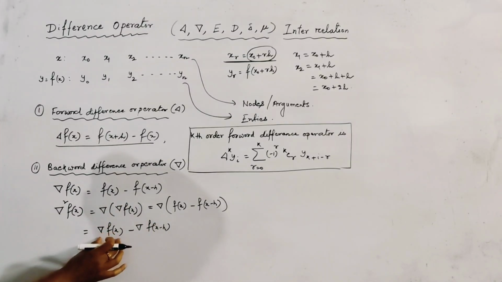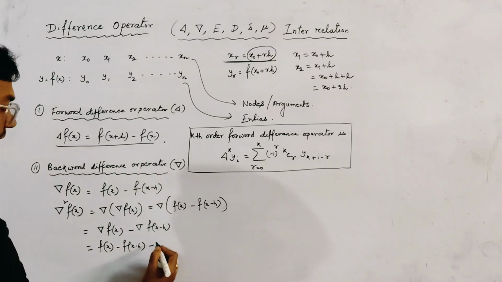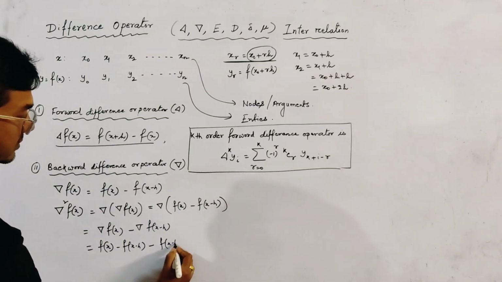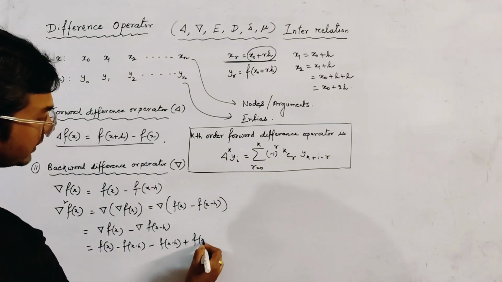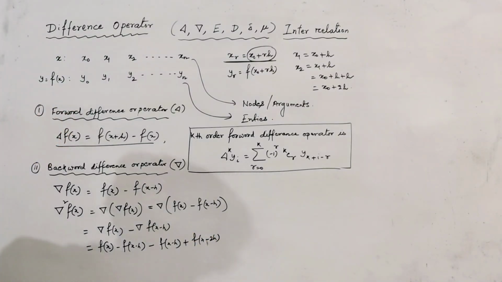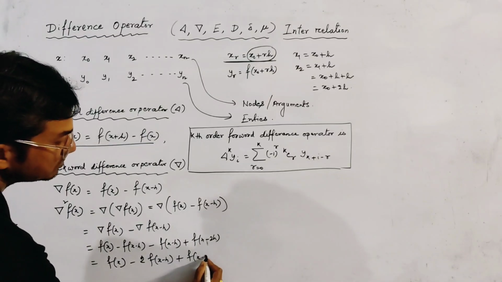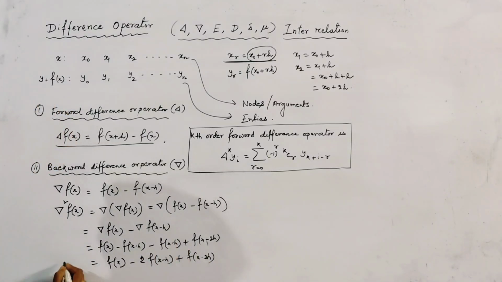Here we again use the definition of nabla, and this is f of x minus f of x minus h, minus f of x minus h plus f of x minus 2h. So we get f of x minus 2 into f of x minus h plus f of x minus 2h. So we get the backward difference operator of second order.